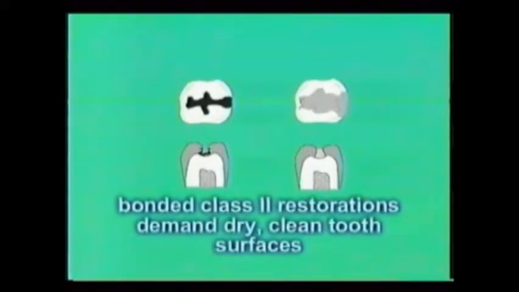If a Class II cavity is to be filled with a tooth-colored bonded composite material instead of metal amalgam, the process becomes even more complex due to the demands for dry, clean tooth surfaces. Saliva and debris prevent dependable composite bonds.